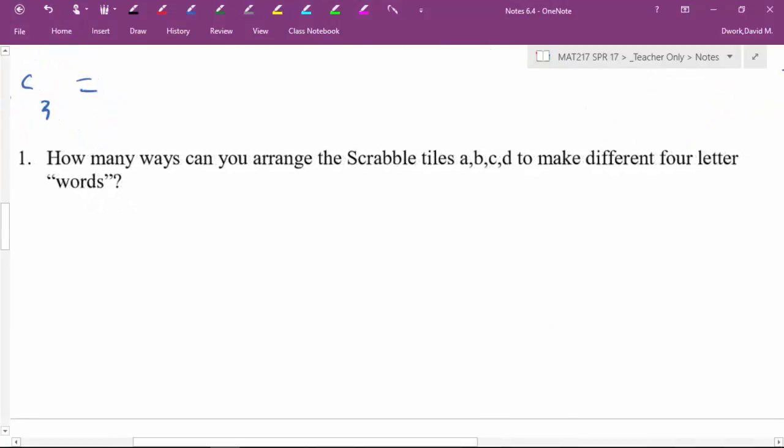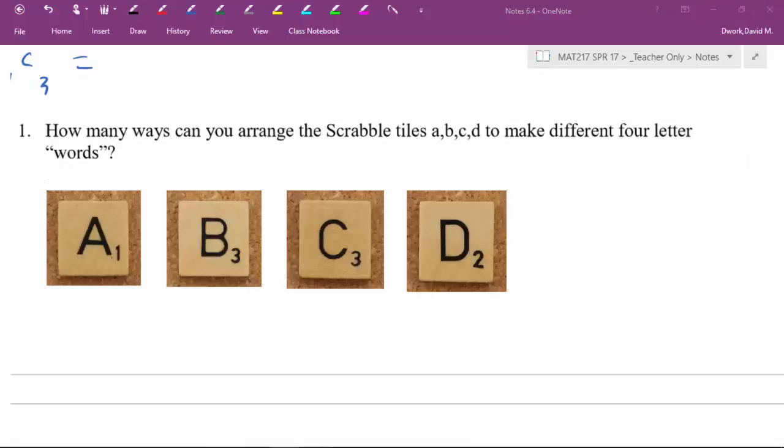All right, how many ways are there for you to arrange Scrabble tiles of A, B, C, and D to make different 4-letter words? So if you don't know what a Scrabble tile is, there you go. That will be an example. What they are is they're from a board game, and they just have letters on them. Don't worry about the little numbers. That's for the points. We're not going to be doing the points.